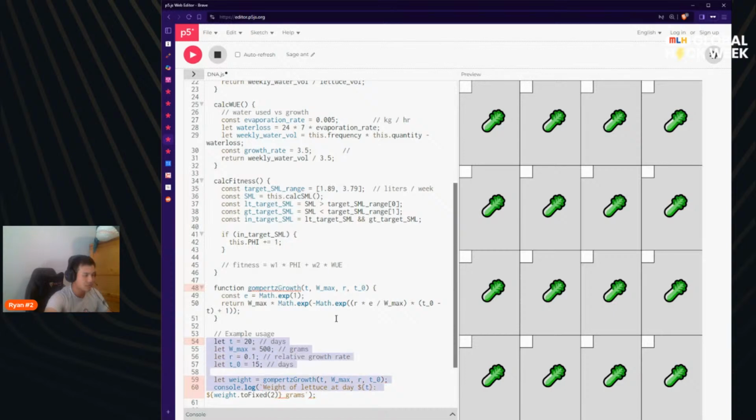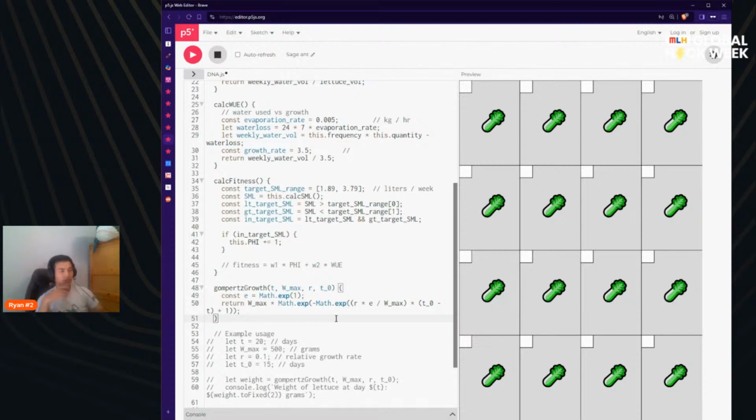This is example usage, so we just need to hide that. I need just like a nice mental break right now. I feel like we probably should have picked an easier example. But the idea of modeling lettuce growth is just so funny to me. It's kind of hard to not try to do something with.